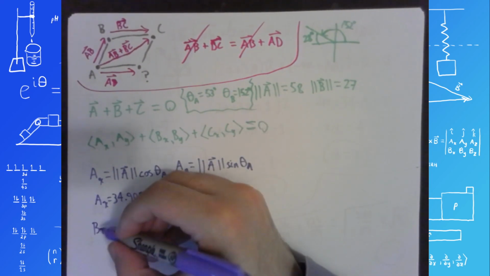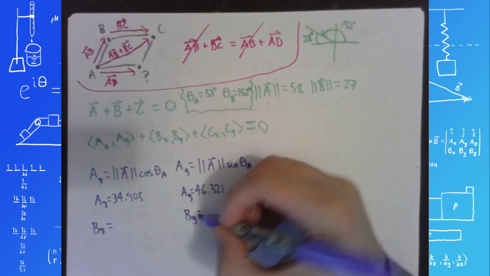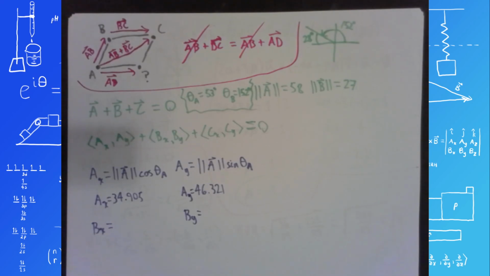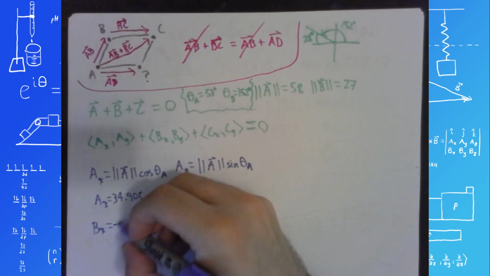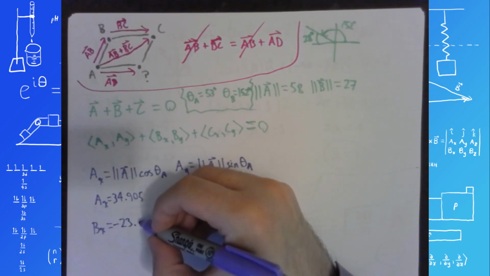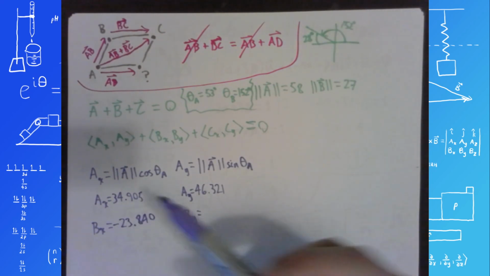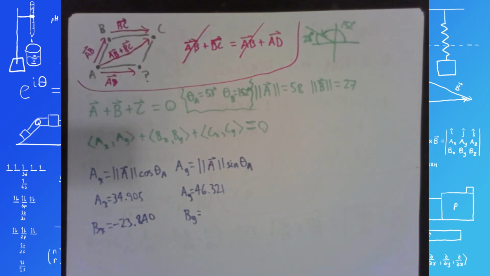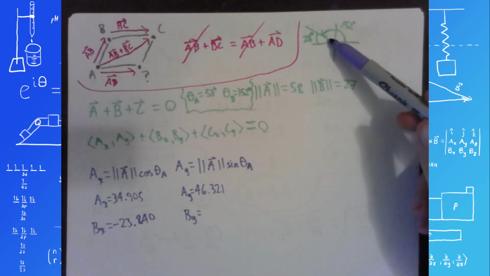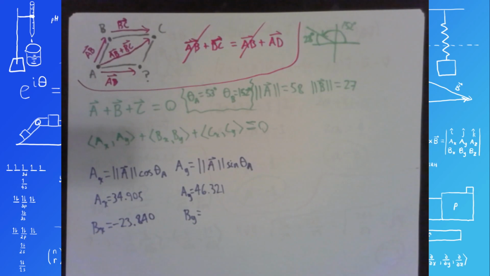And then for BX and BY, I'm going to do similar calculations. For BX, I'm going to do 27 times cosine of 152. And that gives me negative 23.8395, so I'll round that to negative 23.840. If you had used cosine of 28 degrees instead, you would have gotten the same number except positive, and you would have to remember to add in the negative yourself from the fact that your vector is going to be somewhere in the second quadrant.